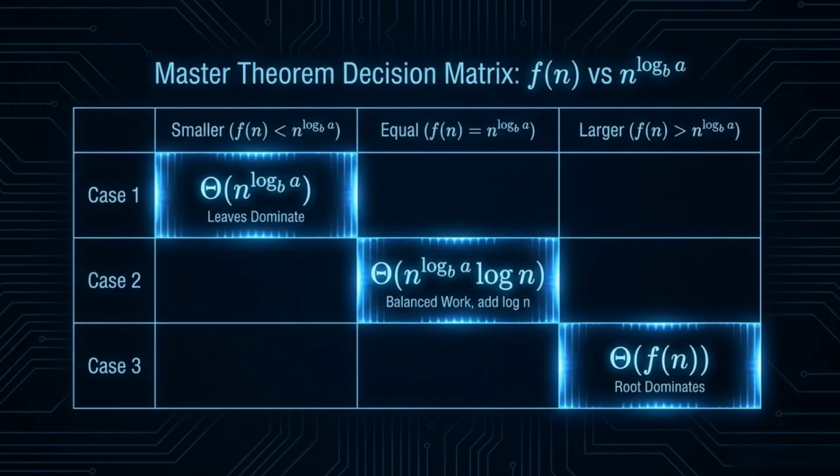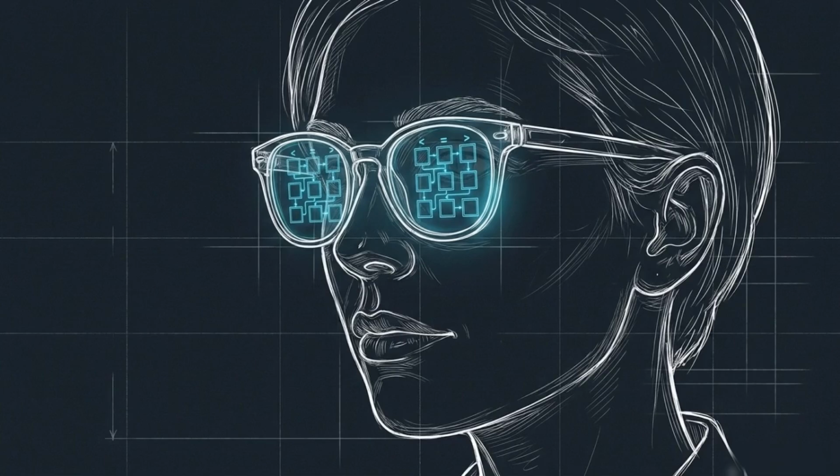If f of n is smaller, the complexity is the theta of the critical leaf quantity. If f of n is equal, we append a log n multiplier to that same quantity. And if f of n is larger, the complexity is simply the theta of f of n itself. Internalizing this grid replaces grueling algebraic derivation with a deterministic, repeatable algorithm for human analysis.